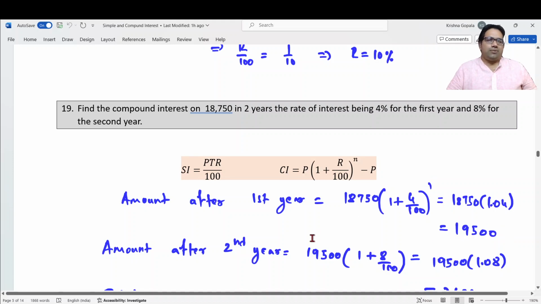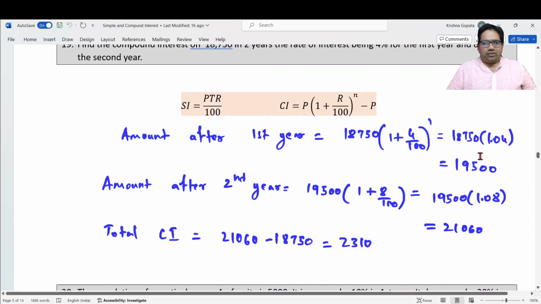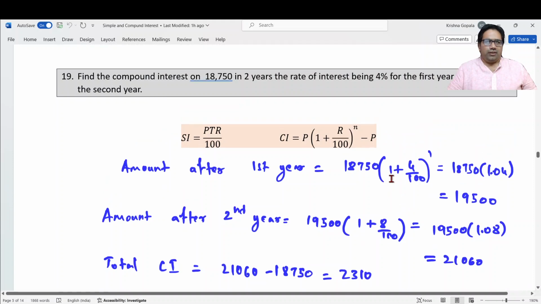Now this becomes the principal for the second year. After the second year, what will it give? 19,500 into (1 plus 8 by 100), because the second year interest rate is 8%. 1.08. 19,500 into 1.08 becomes 21,060 rupees. So what is the total compound interest? 21,060 minus 18,750, which was the original amount, becomes 2,310. This is also an easy problem.